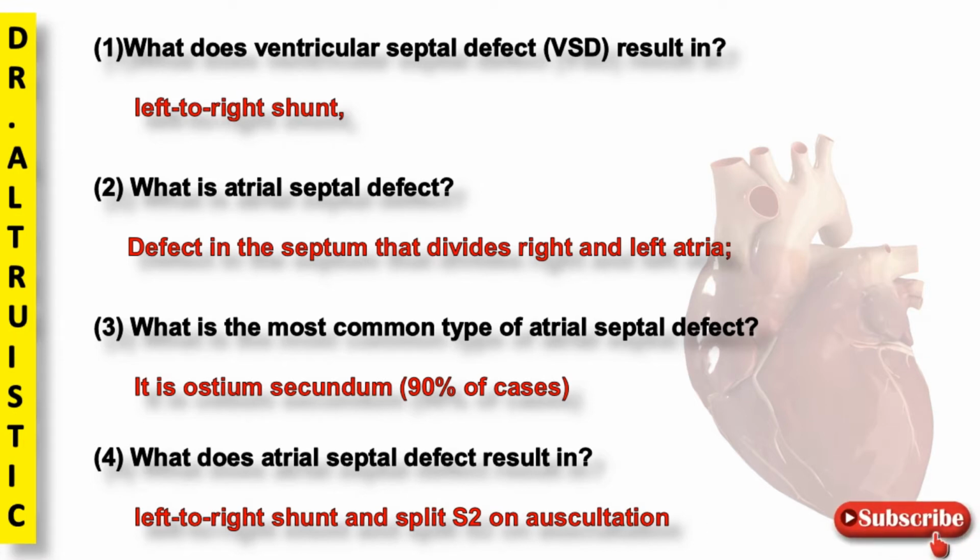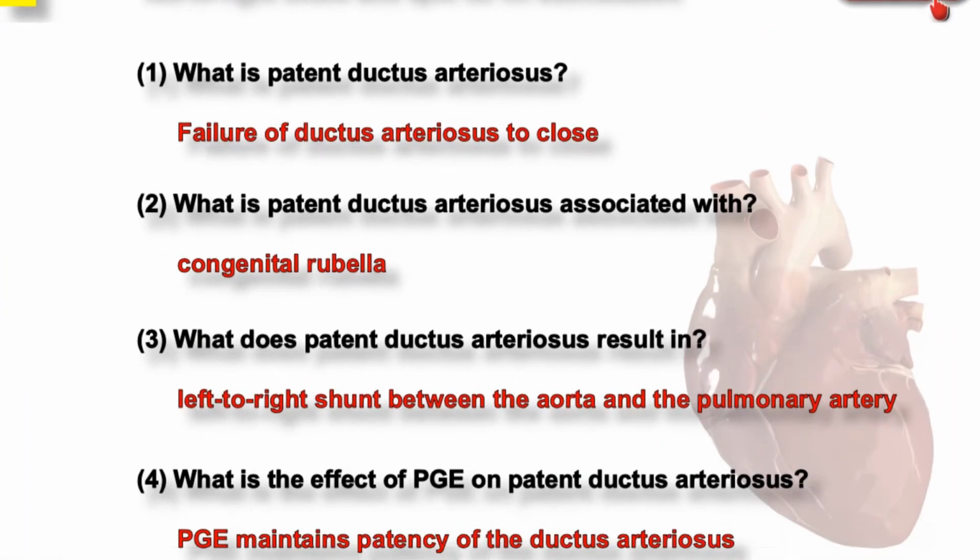1. What does ventricular septal defect, VSD, result in? Left to right shunt. 2. What is atrial septal defect? Defect in the septum that divides right and left atria. 3. What is the most common type of atrial septal defect? It is ostium secundum, 90% of cases. 4. What does atrial septal defect result in? Left to right shunt and split S2 on auscultation.